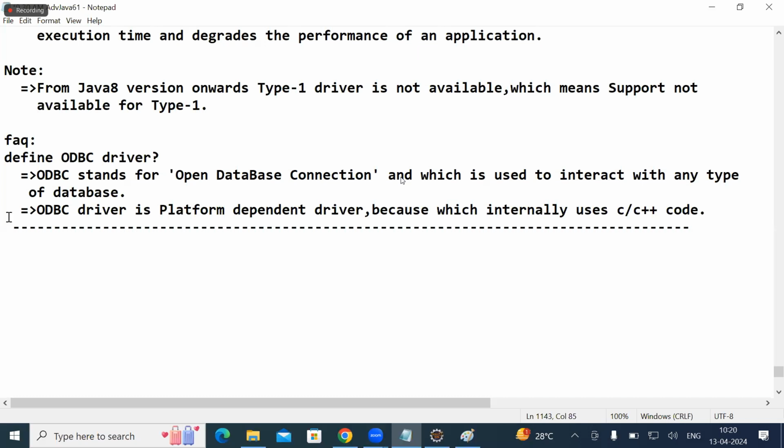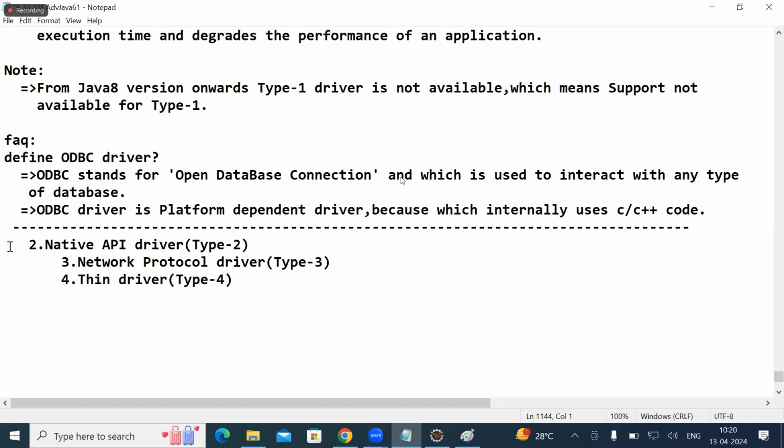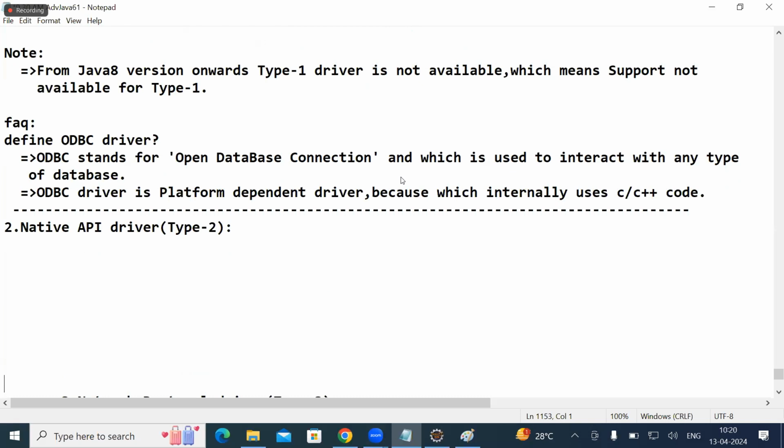Type 2 came. What is type 2 now? Native API driver. Look here. Observe how they introduced this type 2 driver.